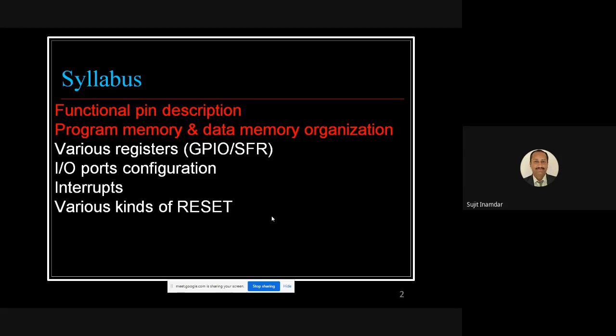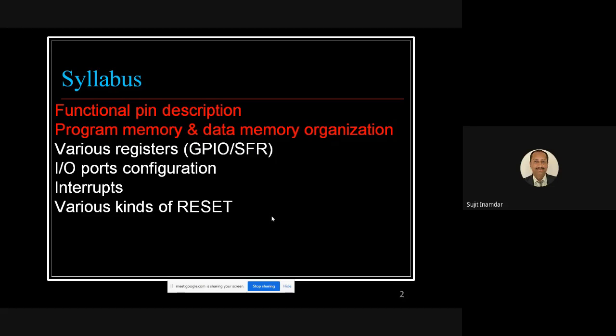And the last point, that is the various kinds of reset. Specially for reset, we have seen the brown out reset or watchdog timer. So how such circuits are used and how the reset happens. Actually the circuit consists of resistors, a switch and capacitors. So how it is used for resetting the PIC. We have to study that circuit diagram under the various kinds of reset.